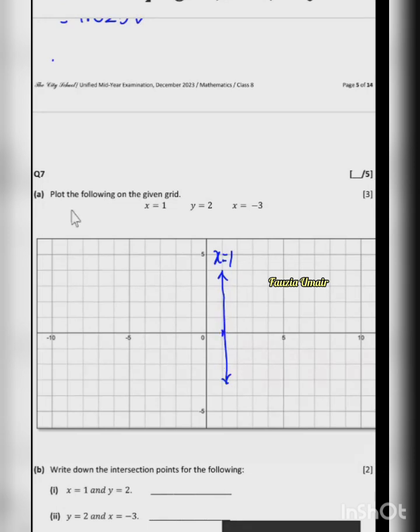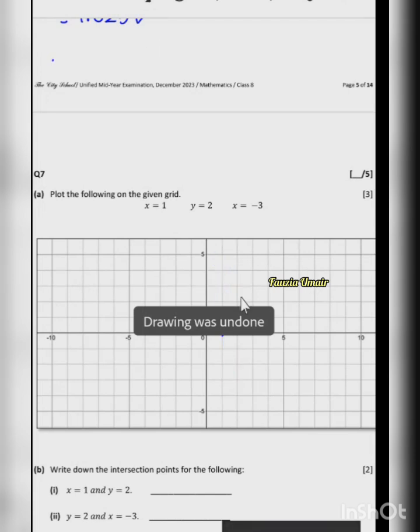Ma'am, Ariba is asking for the meeting ID and password. So there is no password, it's open. Just click on the link and join it. I have created it in this way.